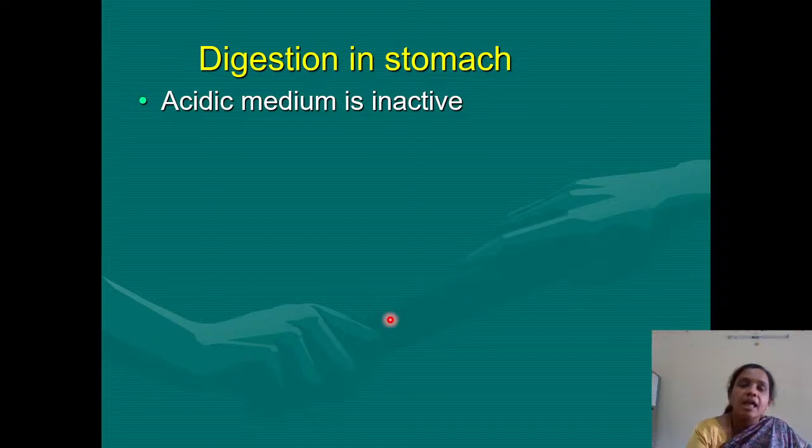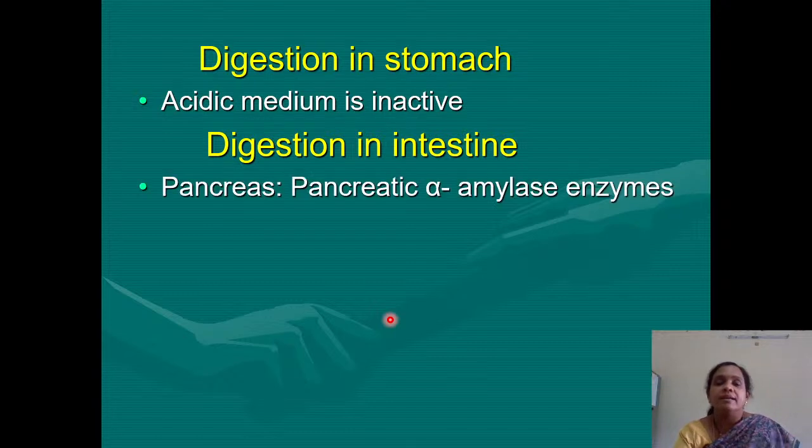Next, digestion in the stomach. Digestion does not occur in the stomach because neutral pH is required for the enzymes that act on carbohydrates. Digestion in the intestine is mainly mediated by the pancreas. We have pancreatic alpha amylase. Pancreatic amylase and salivary amylase are isozymes. Pancreatic alpha amylase further breaks down the dextrins and maltodextrins into smaller particles. Its function is exactly the same as that of salivary alpha amylase.